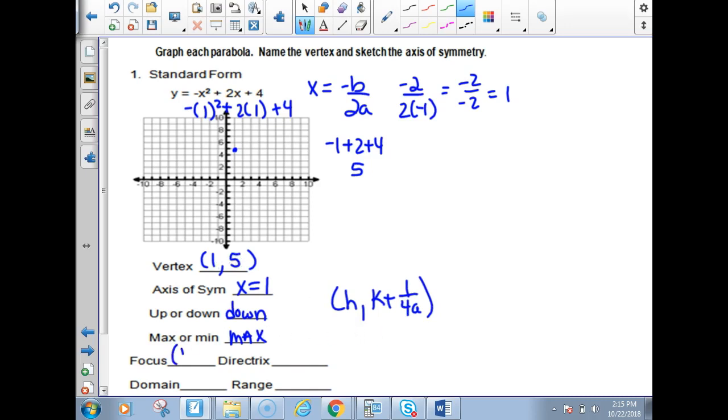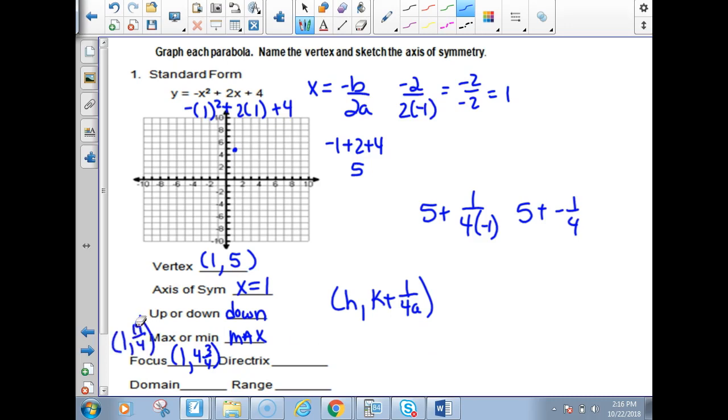So it's going to start with 1. The h part is 1. The k is a 5, so we have to do 5 plus 1 over 4 times a, and a is -1. That's going to be 5 plus -1/4, which is 4 3/4. You may write that as 1 comma 19/4, or 1 and 3/4.